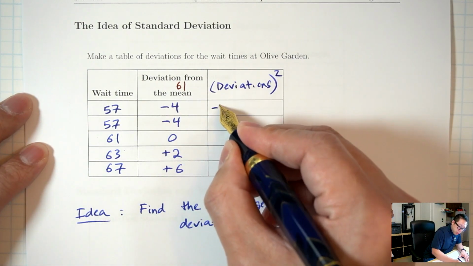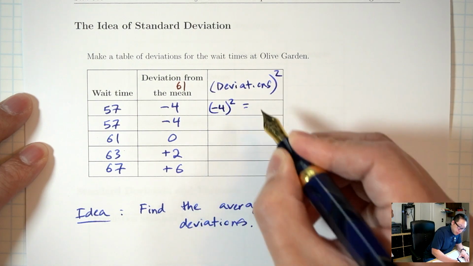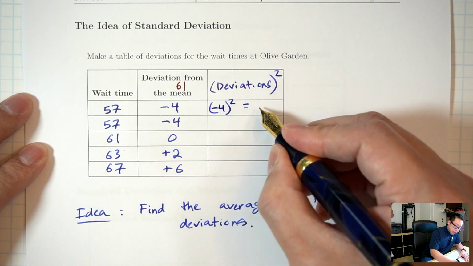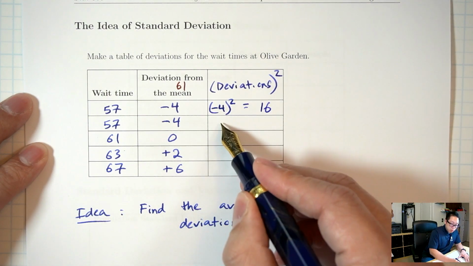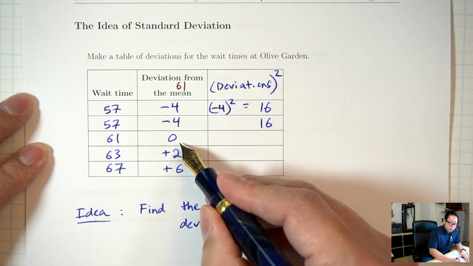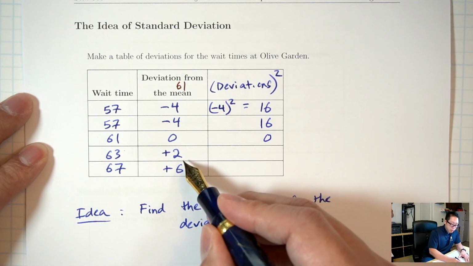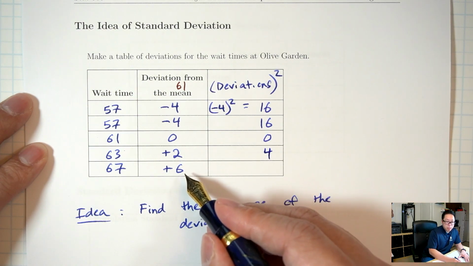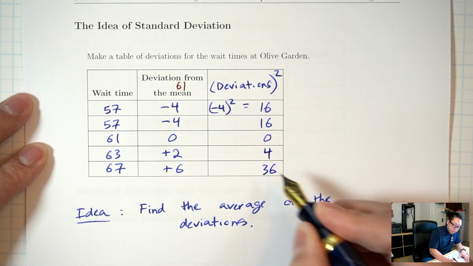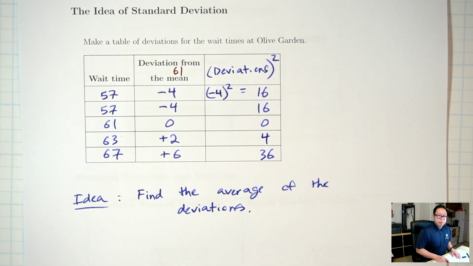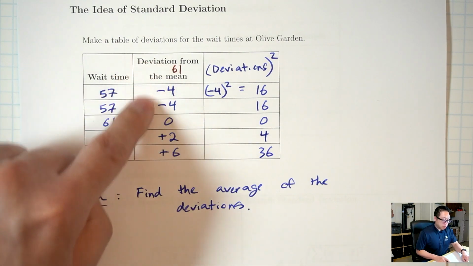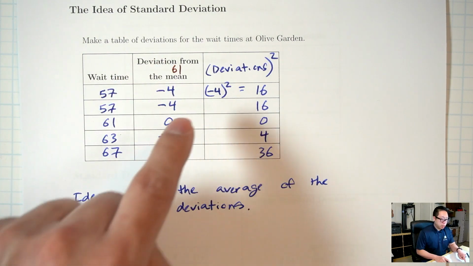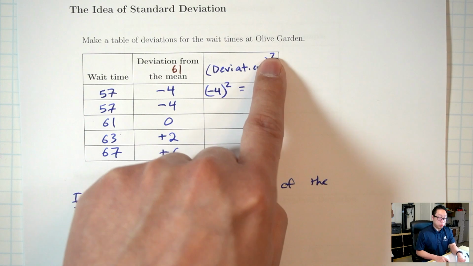So negative 4 squared just means negative 4 times negative 4. Negative 4 times negative 4 is going to be a positive 16. Negative 4 times negative 4 again, positive 16. 0 squared, 0. 2 squared, that's 2 times 2, 4. 6 squared, that's 6 times 6, is 36. So the idea now is, instead of taking the average of the regular deviations, since I'm always going to get 0, I'm going to take the average of the deviations squared.